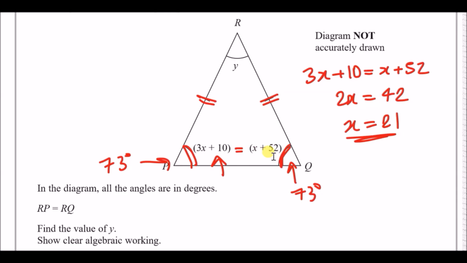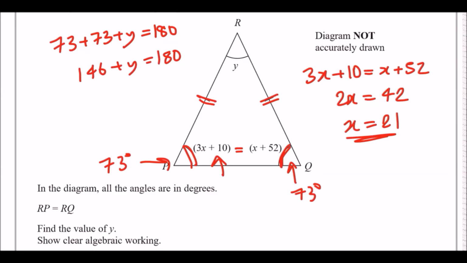So that's fine. Now we know that all angles in a triangle must add up to 180. So we're going to have 73 plus 73 plus y must be 180. And now we just solve to find the value of y. Adding up two 73s, that gives us 146 plus y is 180. And then minusing 146 from 180, you should get y, which is 34 degrees. So this angle is 34.